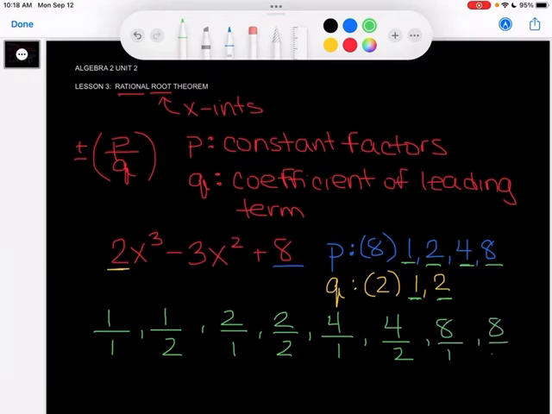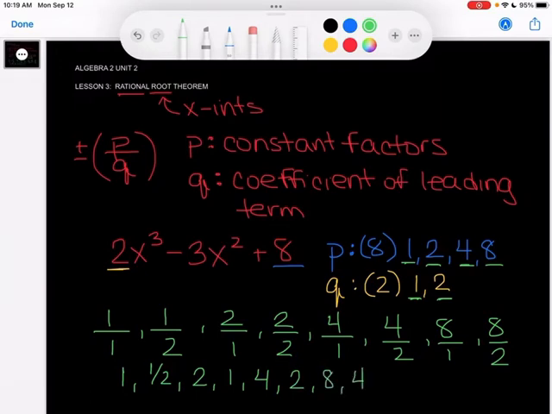Now let's simplify each of these. 1 over 1 is just 1. 1 over 2 is 1/2. 2 over 1 is 2. 2 over 2 is 1. 4 over 1 is 4. 4 over 2 is 2. 8 over 1 is 8. And 8 over 2 is 4.